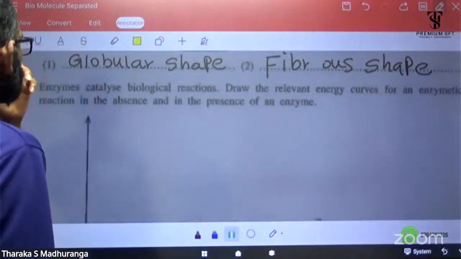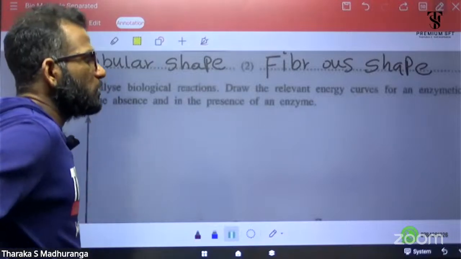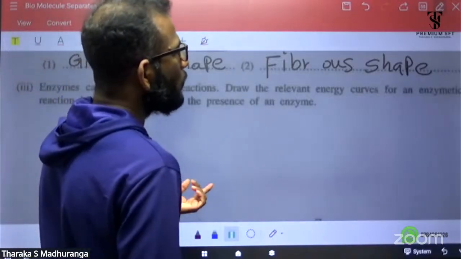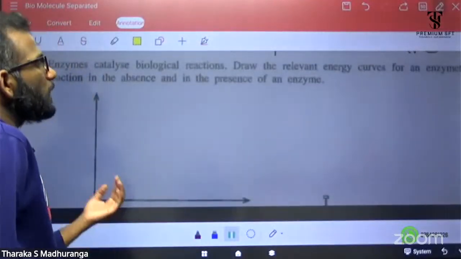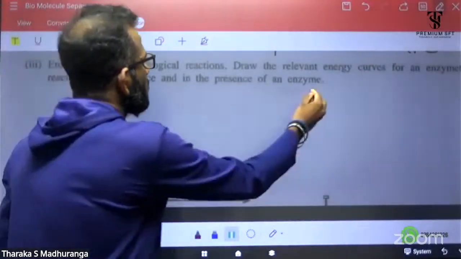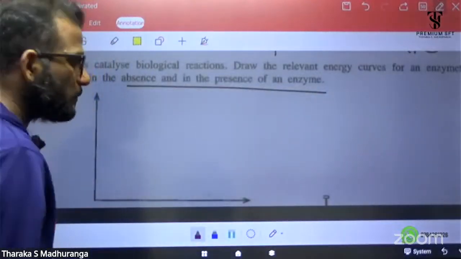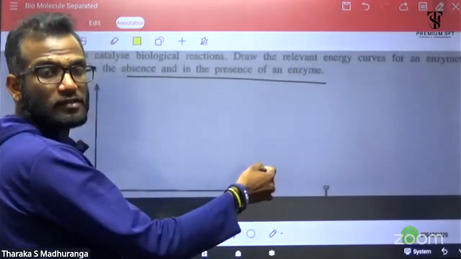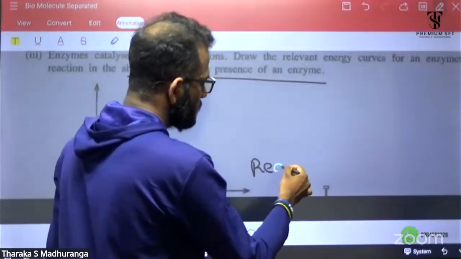Enzymes are the catalysts of biological reactions. Draw the relevant energy curves for an enzymatic reaction in the absence and the presence of enzyme. The theory is directly asked, right? Absence and presence. This X is very important. What is this? Reaction coordinate.